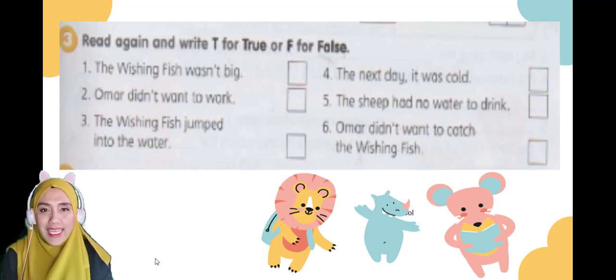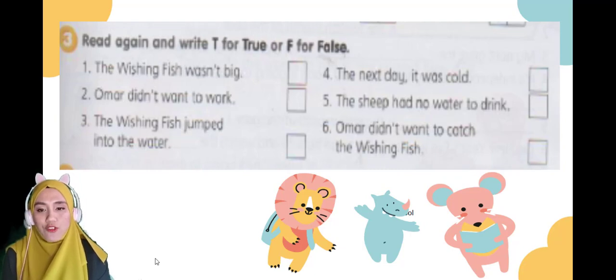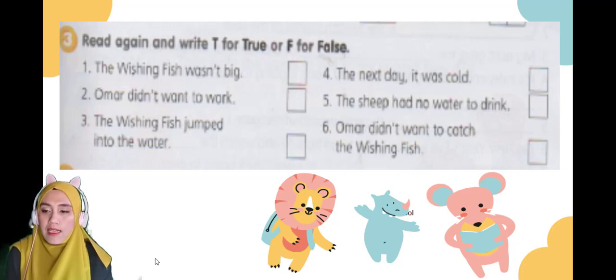Now, let's look at activity 3. Read again and write T for true or F for false. Now, let's look at every statement. Number 1. The wishing fish wasn't big. Is it true or false? Number 2. Omar didn't want to work. True or false?